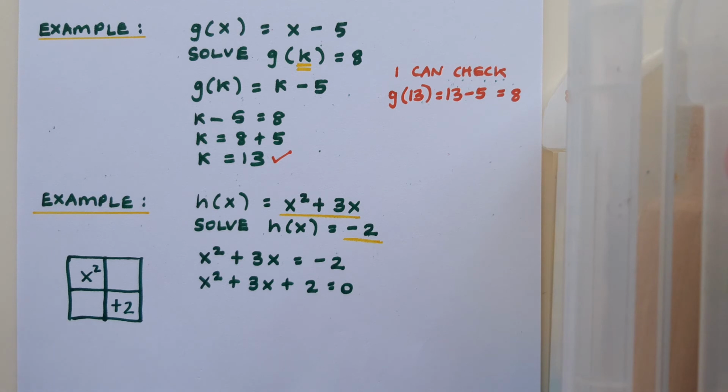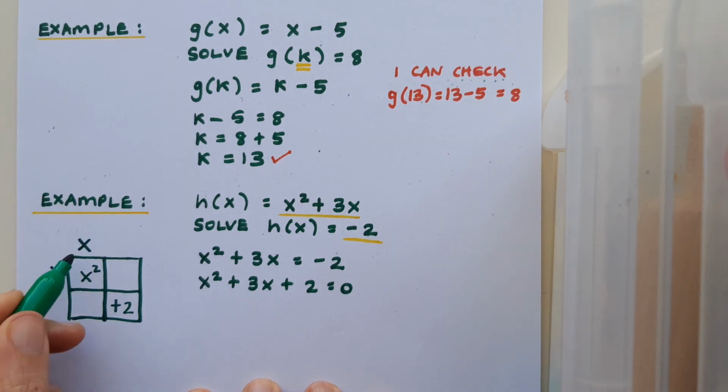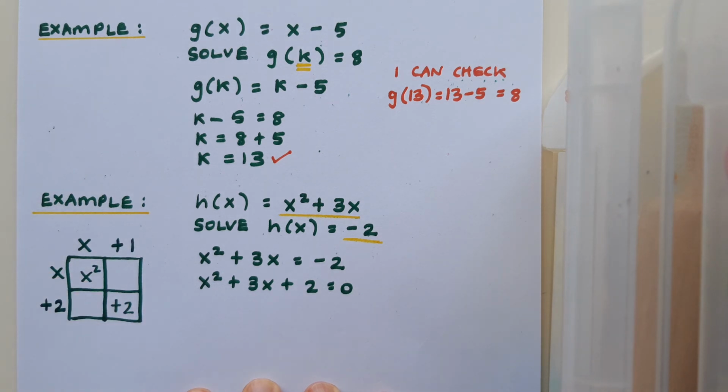Now I want to factorize each of these. So what by what gives me x squared? Okay, that's going to be x by x. So the terms on the outside multiply to give the term on the inside. What can I factorize plus 2 as? I can factorize it as plus 2 by plus 1.